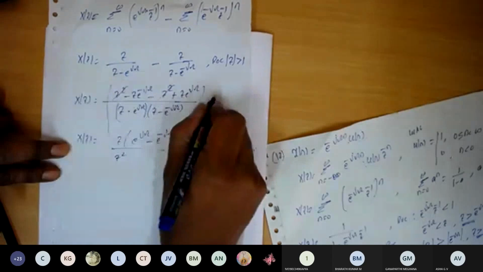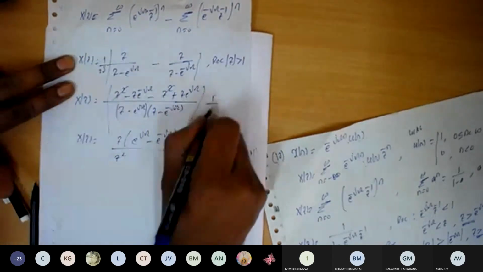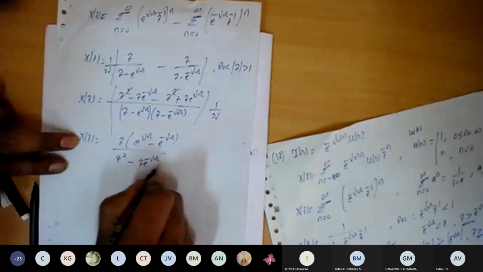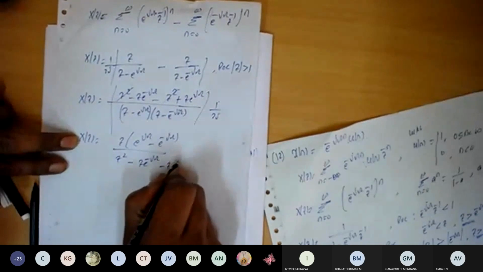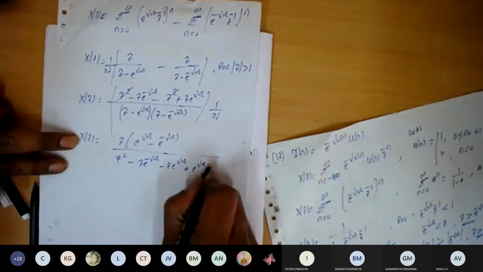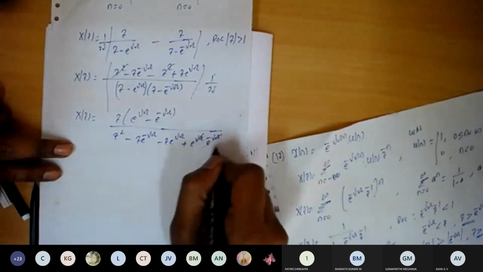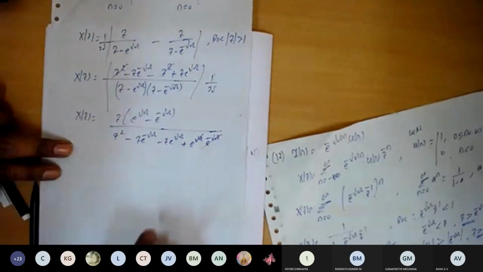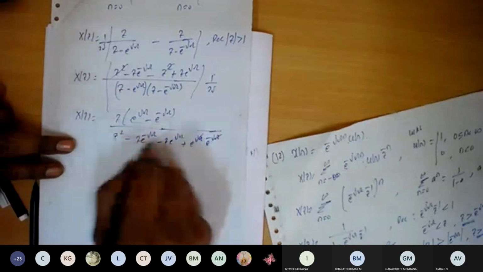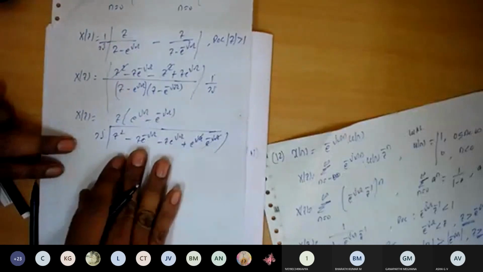So this whole thing is divided by 1 by 2j z. So I can make it 1 by 2j. Take the product: z square minus z e to the power of minus j omega, minus z into e to the power of j omega. Minus into minus becomes plus, e to the power of j omega into e to the power of minus j omega. So plus j omega minus j omega gets cancelled, and we get 1. So this whole thing is divided by 2j z.